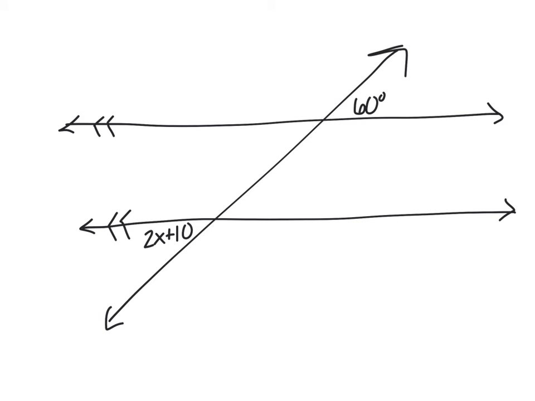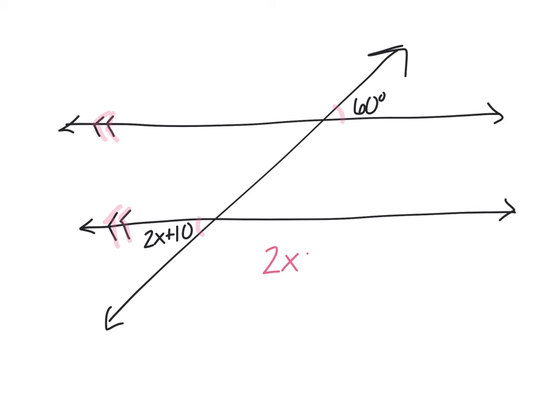Okay, so we have another set of parallel lines, and we know that they're parallel because of the little markings on each of the lines. Well, I tried to draw them as parallel as possible. And we have two sets of angles, and we are looking at alternate exterior angles. So they're on opposite sides, and they're on the exterior. They're not on the inside of the lines. And with alternate exterior angles, we know that they are congruent. They're equal.